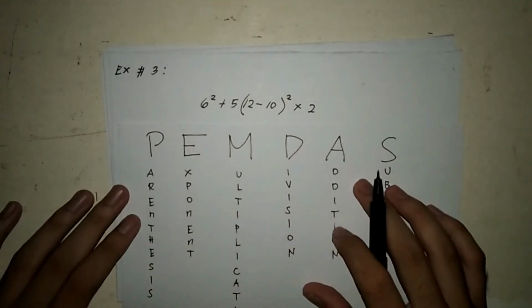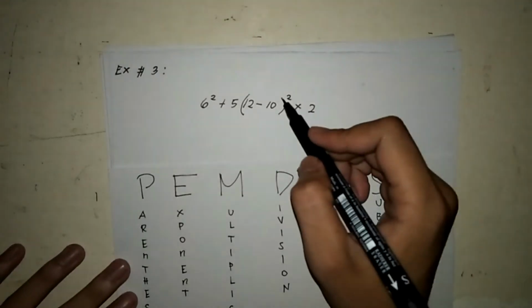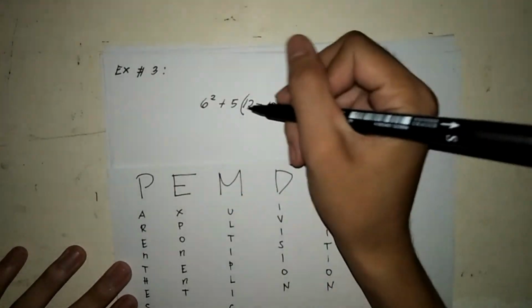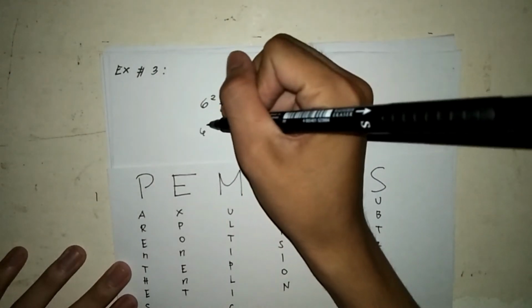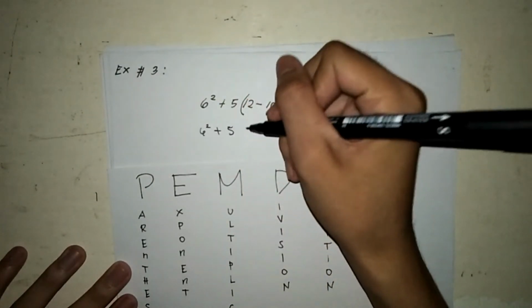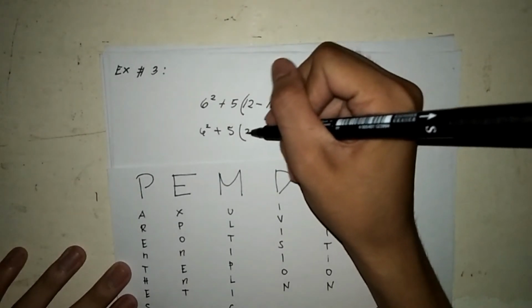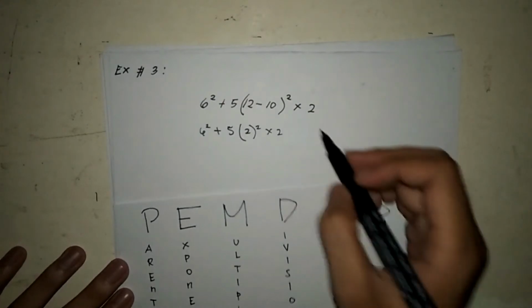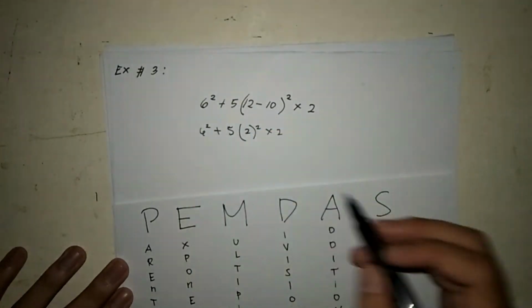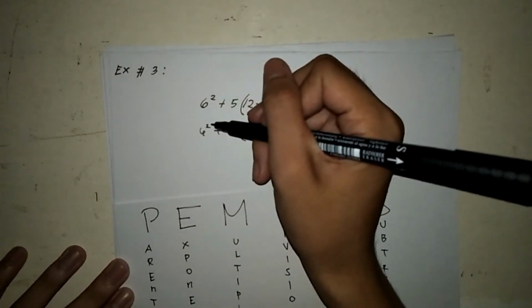Ito. So, first, we need to find the parenthesis, which is ito. Diba? 12 minus 10. Sa loob muna. So, bring down natin yung 6 squared plus 5. 12 minus 10 is equals to 2 squared times 2. Next, tapos na natin i-solve yung parenthesis. Let's go for exponent, which is may 6 squared.